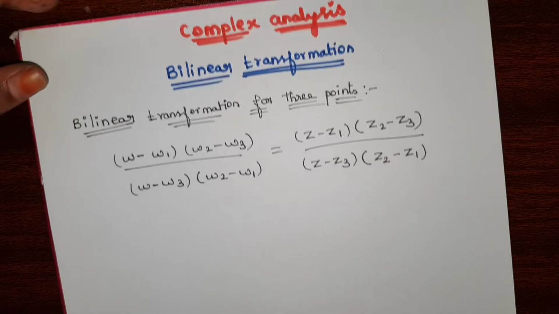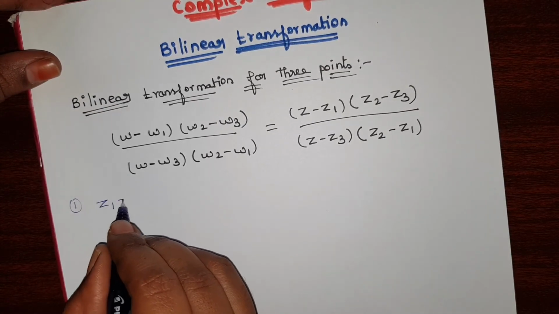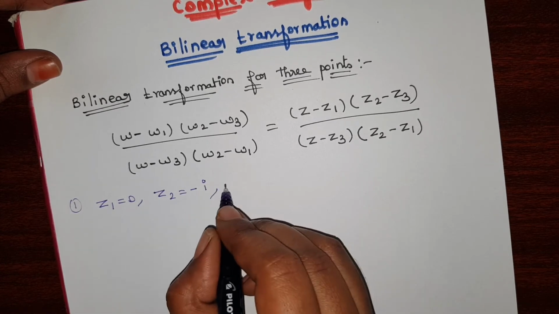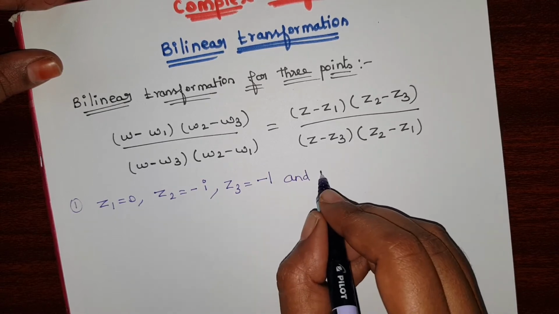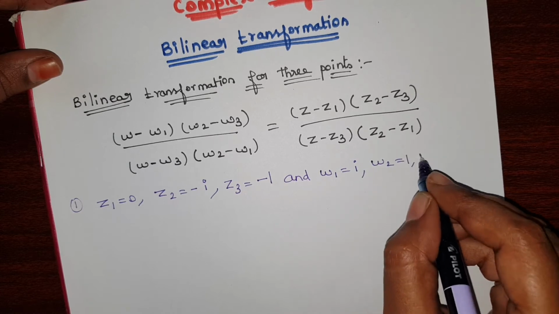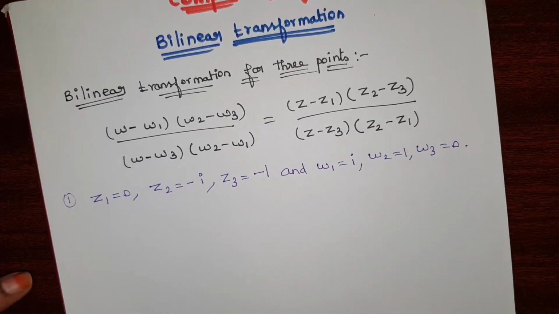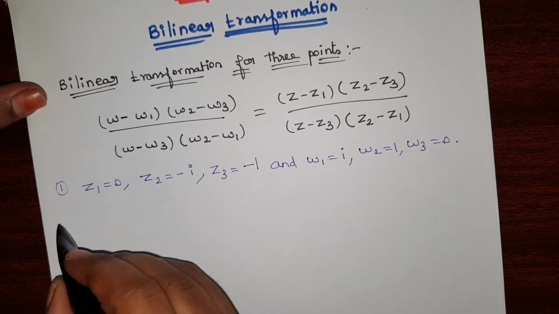First one. Z1 equal to 0, Z2 equal to minus I, Z3 value minus 1. And W1 value I, W2 value 1, W3 value equal to 0. This is the given problem. We can solve this problem using the above formula. Solution.